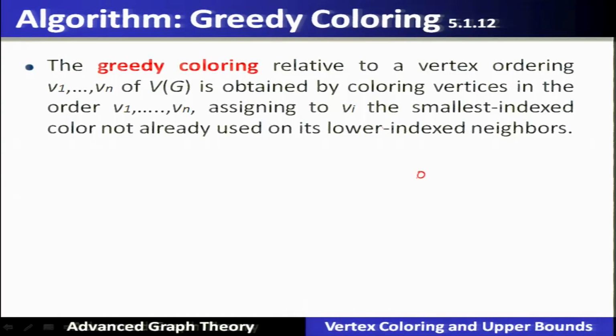Again I am taking, let us take the simple graph V1, V2, V3. So, a particular ordering, let us say V2, then V3 and V1, and we want to color in this order.